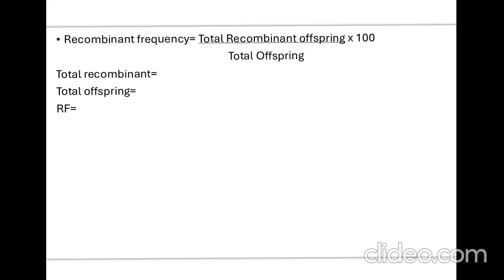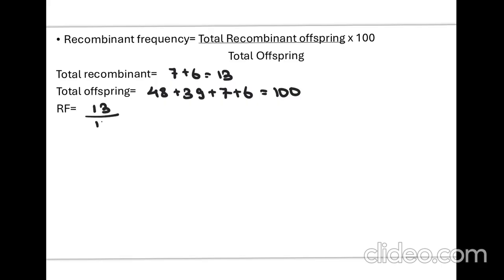Now let's calculate the recombinant frequency using the formula. The formula for recombinant frequency is total recombinant offspring divided by total offspring times 100. In our question, the total recombinants are 7 plus 6, which gives us 13, and the total offspring is 48 plus 39 plus 7 plus 6, which gives us 100. So the recombinant frequency is 13 over 100 times 100, which gives us 13%.